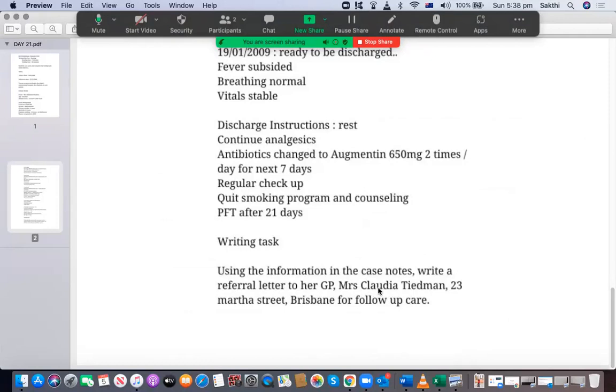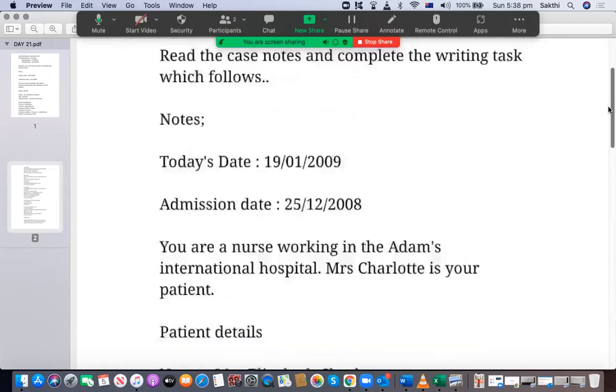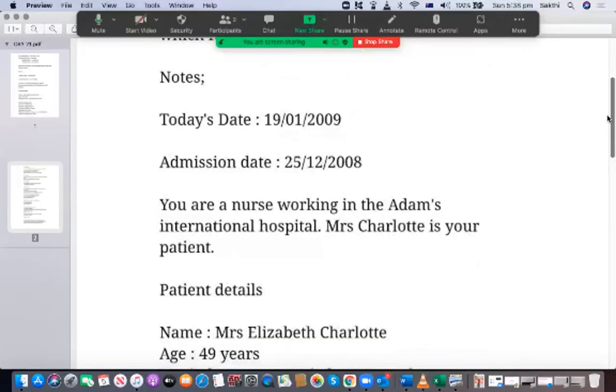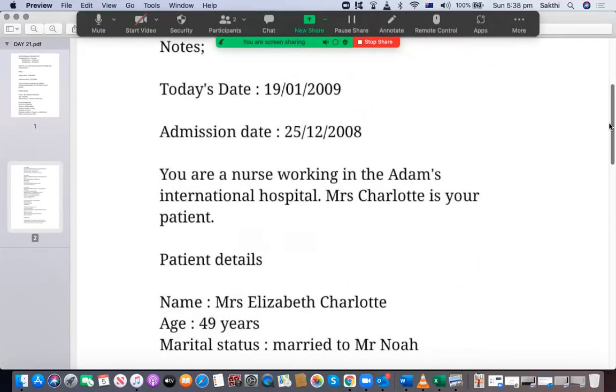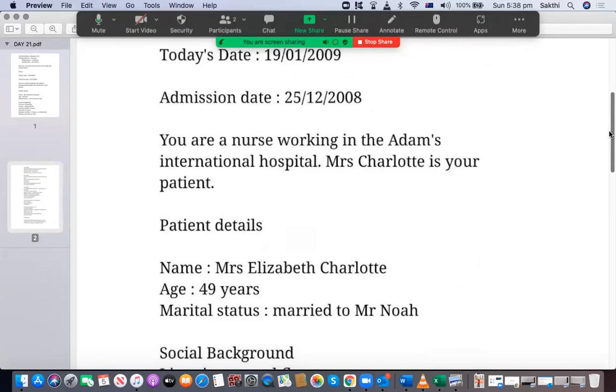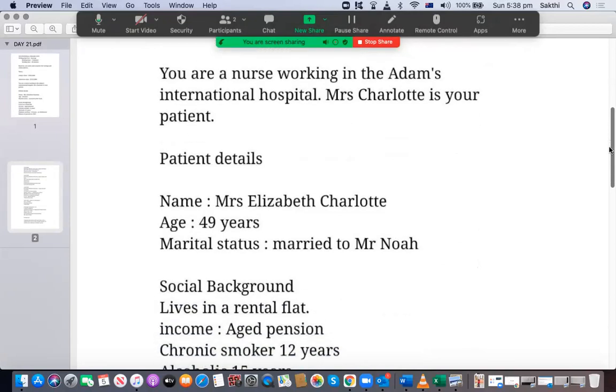Okay, Mrs. Claudia Tideman, 23 Martha Street, Brisbane, for follow-up care. So it is a known case; the GP already knows the patient. So you don't need to include any of the social or the medical background. Okay, you haven't included that, that's good. Today's date is this, that's all right, and then 25/12/2008. You are a nurse working in the Adams International Outlet. Is your patient? That's all right.